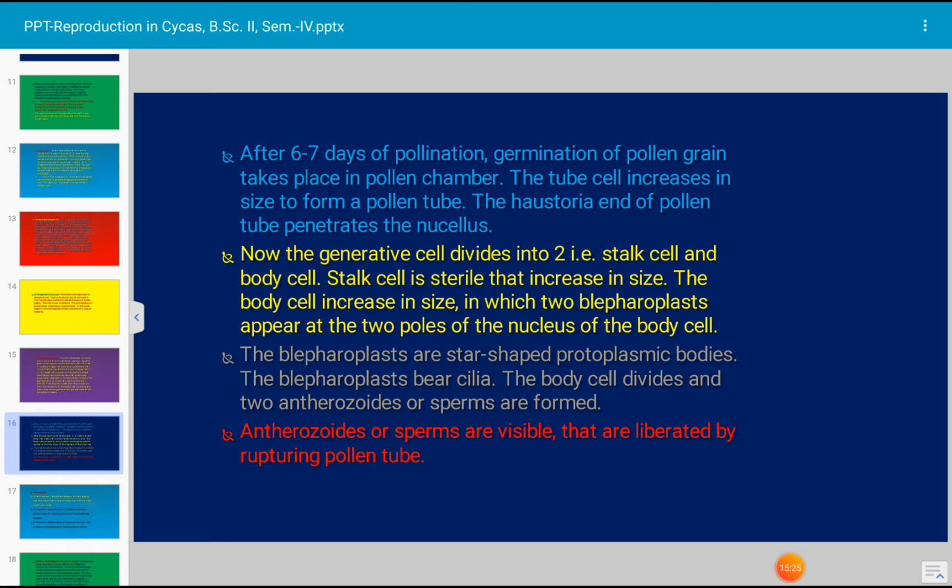Blepharoblast is a small nodule-like structure. The blepharoblasts are star-shaped protoplasmic bodies. The blepharoblasts bear cilia. The body cell divides and two antherozoids or sperms are developed. Antherozoids or sperms are visible, liberated by rupturing of the pollen tube.